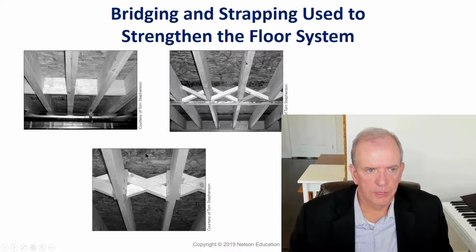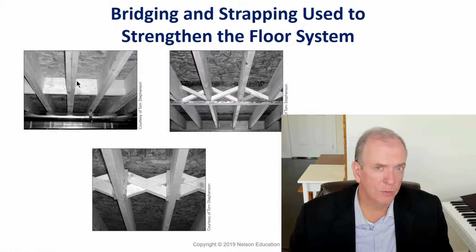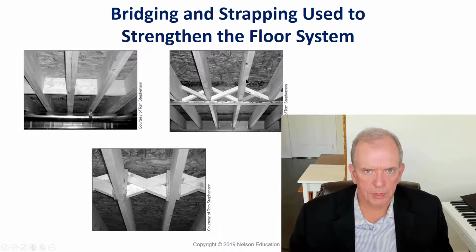So you can see the OSB everywhere. Plywood's a little bit more expensive, so you usually see OSB in production homes. Usually in custom homes, you'll see plywood. It's a little bit more durable, a little bit better. If it's protected from moisture, they're all pretty good, but plywood's a little bit more resilient when it comes to being protected from moisture. This is what we call cross bridging.